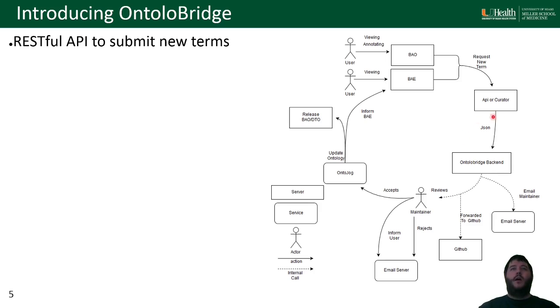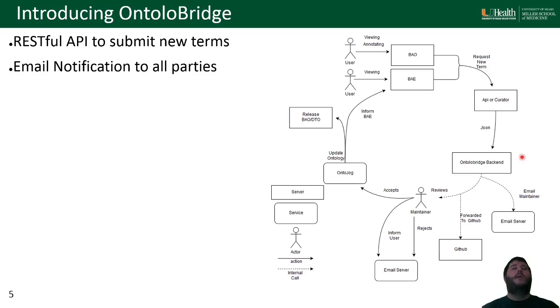Once they're submitted using a form of JSON, they will reach the OntoloBridge backend. The OntoloBridge backend will then determine what ontology this particular request belongs to, and then attempt to email the maintainers. Currently we only support emailing. In the future we also plan to support GitHub.